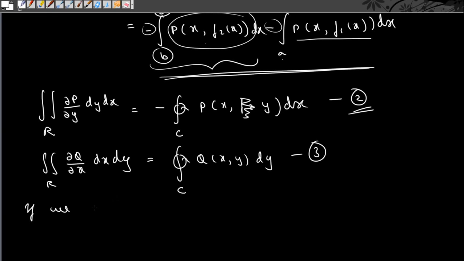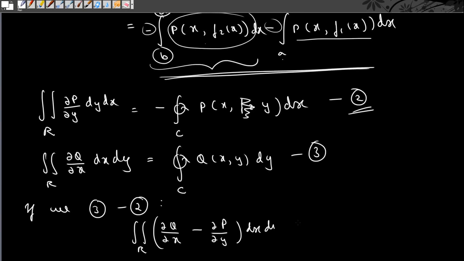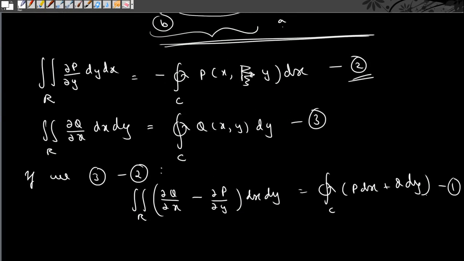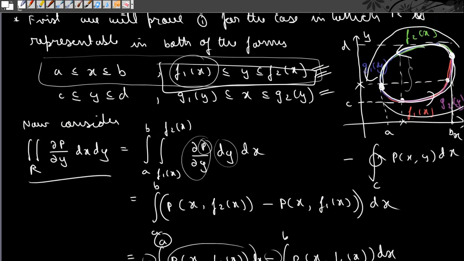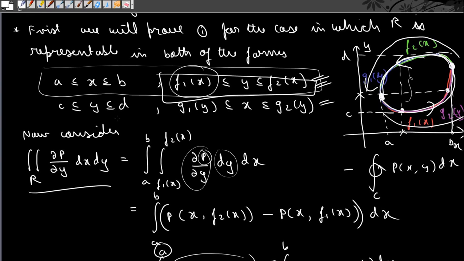Now if we do the following operation, that is 3 minus 2, what we get is that the integral over the region R of (∂Q/∂x minus ∂P/∂y) dx dy will be equal to the integral over C of P dx plus Q dy, which is nothing but our equation 1 which we have here. So therefore we have proved Green's theorem for the case when our region can be expressed in this form.